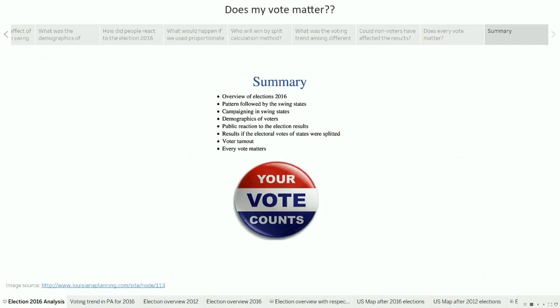Coming to the summary, we have seen the overview of elections 2016, the pattern followed by the swing states, campaigning in the swing states, demographics of voters, public reaction to the results, if the electoral votes were split, voter turnout, and every vote counts. That's how we go high. We vote. How do we go high?